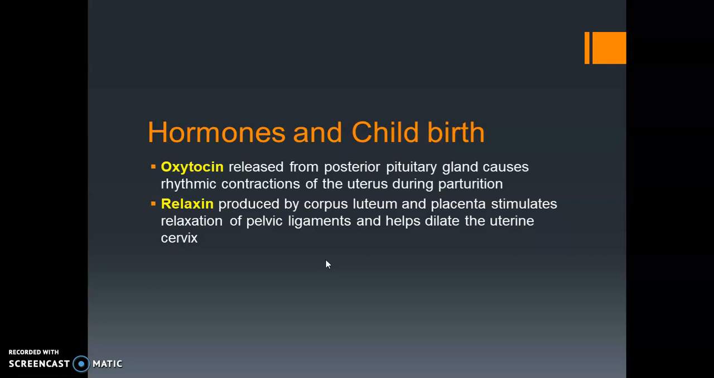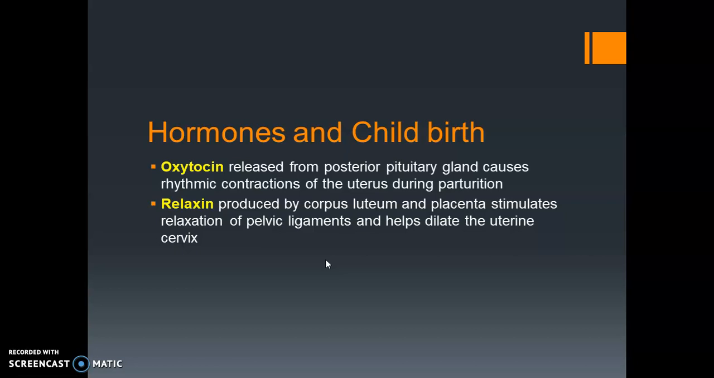Then the hormone relaxin is produced by the corpus luteum and also the placenta. You know, the corpus luteum is the endocrine gland in the ovary, and the placenta is the specialized tissue that is connecting the mother and the child.